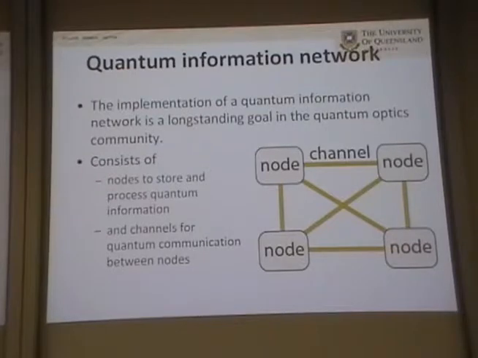The motivation I wanted to give you for cavity quantum electrodynamics was the quantum information network. The idea is that you have some nodes where you do quantum information processing, so you do information processing with qubits rather than regular bits, and you have channels which connect the nodes. If you make this a scalable architecture, then you can imagine a quantum computer in one location, or a distributed quantum computer, or a quantum communication system if you separate the nodes by a long distance.